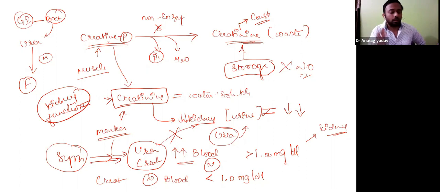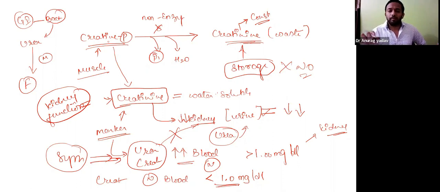To tell whether it is normal or abnormal, what should we know? We should know the normal level first. The simple creatinine normal value, easy to remember and universally accepted, is 1. Some books give even 1.2, 1.4, but the ideal and universally accepted value is 1. In some cases you can see 0.8 also.